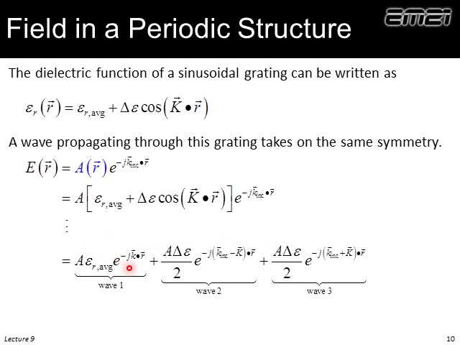We get a term whose complex exponential is a plane wave traveling in the original direction. Then these other terms have plane waves traveling in different directions. Their wave vectors are our applied wave vector minus the grating vector, and the other one is the applied vector plus the grating vector. So what we have is a wave that is split now into three directions, the original direction, and then two directions on either side of that center direction. So our single wave has split into three due to the grating.